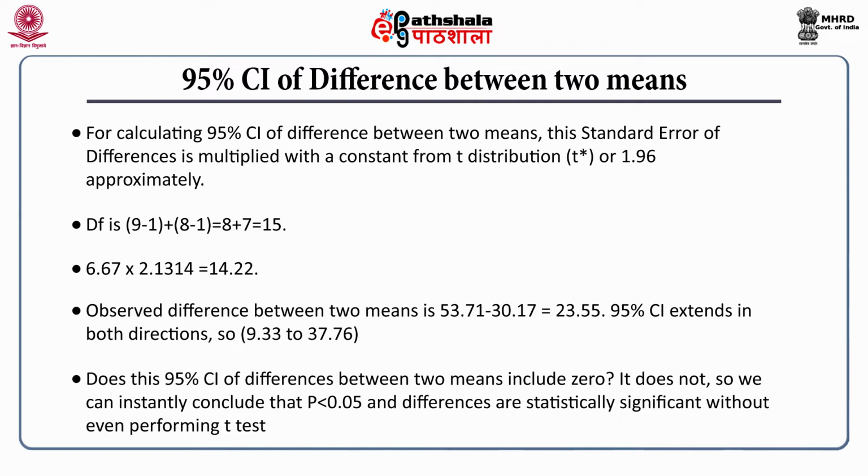Now the question is: does this confidence interval include our null hypothesis? Our null hypothesis is that the two group means are the same. That means group 1 mean minus group 2 mean is 0, so the difference between the two group means is 0. This particular range does not include our null hypothesis. So we can conclude instantly that the results are statistically significant and the p-value must be less than 0.05.